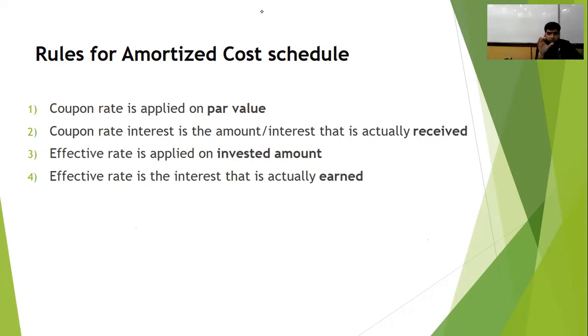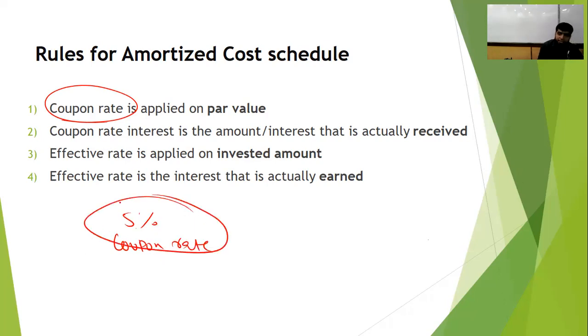So the four rules are, number one, coupon rate is applied on par value. Let me be very clear with you. What is that coupon rate? It's an interest rate. The mechanism is, once you buy the debenture, the company will give you a coupon rate. Let's say the coupon rate is 5%. The company will say that once you make an investment, we will give you 5% interest. That is the coupon rate, 5%.